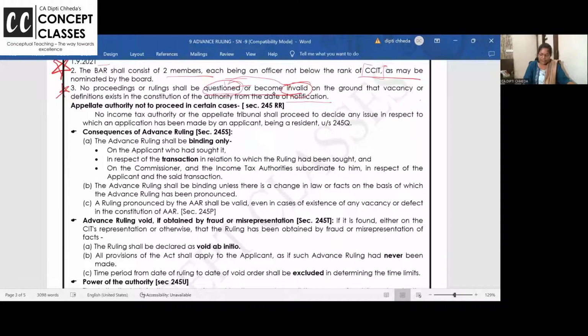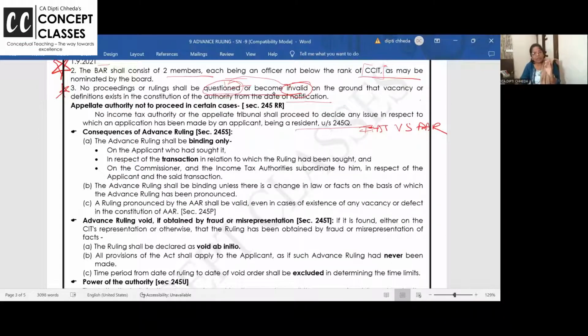Appellate authority not to proceed in certain cases, 245RR. No income tax authority or tribunal shall proceed to decide any issue in respect of which an application has been made here. So if you apply here, ITAT will stop, or if the case is in ITAT, you cannot apply for advance ruling. In short, to remember this, we should know ITAT versus AAR. If you are going to ITAT, go there. ITAT, High Court, Supreme Court, revision orders. If you are going here, then that will be kept.